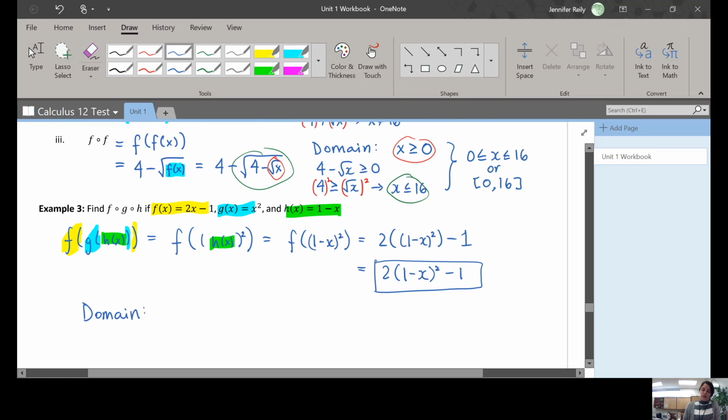Let's write the domain just to stay consistent with example 2. The domain for this, it's a polynomial function, so the domain is going to be x in the real numbers. Okay, so that's how you do a triple layer. You could do 4 or 5 too, although you probably won't be seeing that.